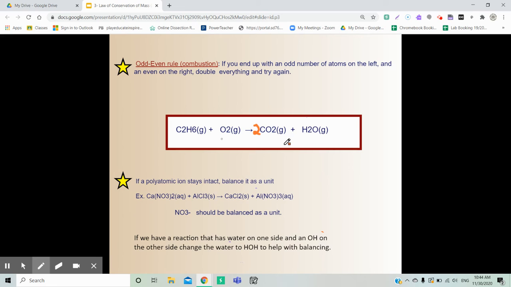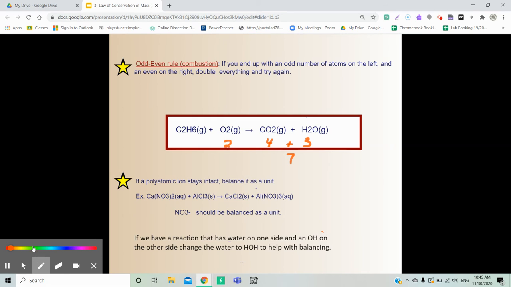I have 6 hydrogens here and only 2 here. So I'm going to put a 3 here. Okay, that gives me 6 hydrogens. I now have 2 times 2 is 4. So I have 4 oxygens here and I have 3 oxygens here for a total of 7. Over here, I only have 2. So this is a problem. This is an example of the odd even rule. I have 7 on one side, 2 on the other. So I have to go back, erase my original work, and double it.